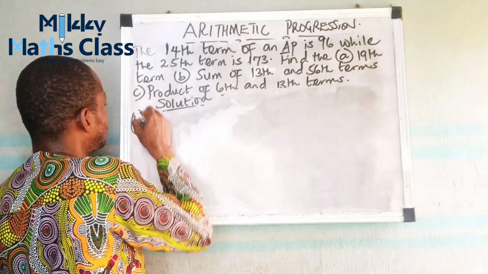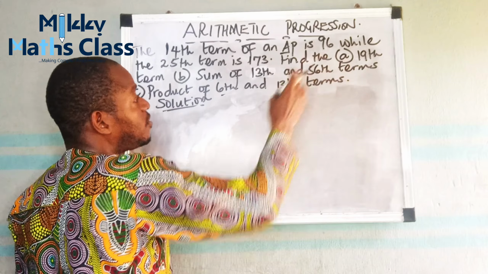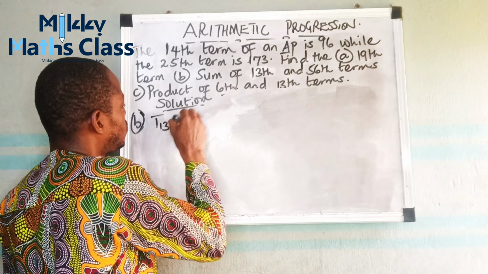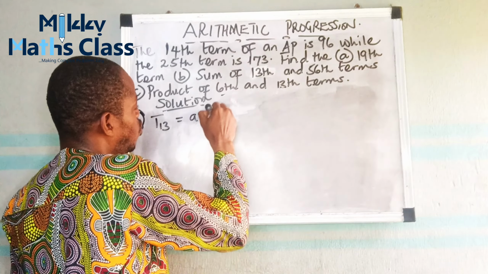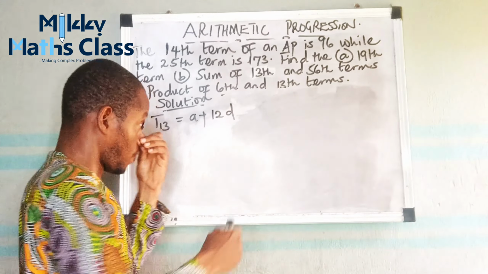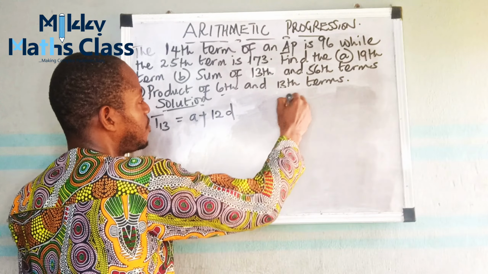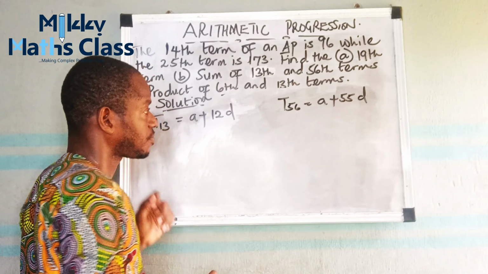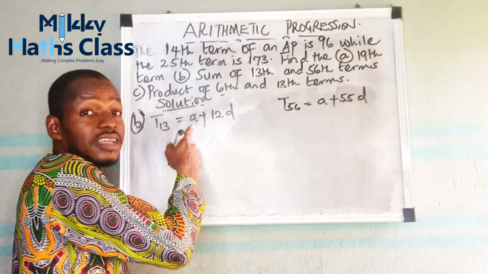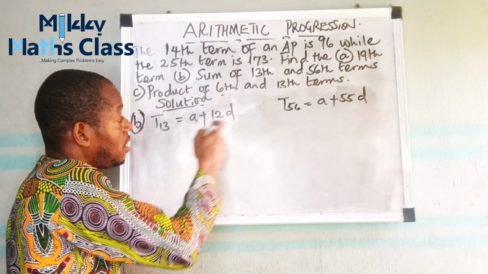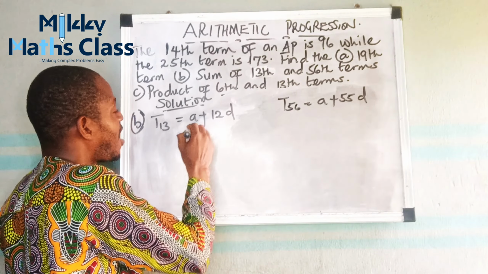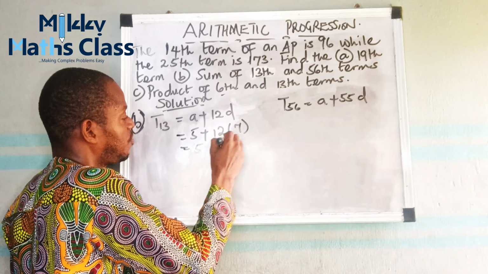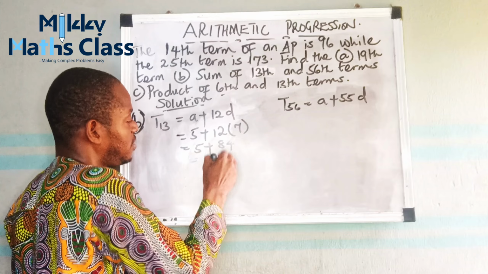The sum of the 13th term and the 56th term. That means let's add them together when we have found them. So our 13th term, T13, is equal to a plus 12d. That's 13 minus 1, that's 12. Then our 56th term will be equal to a plus 55d. Now, our first term from what we got in the earlier question was 5, and our common difference was 7. So this is 5 plus 12 times 7. So this is 5 plus 84. 84 plus 5, that's 89.